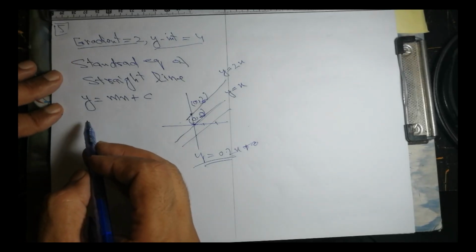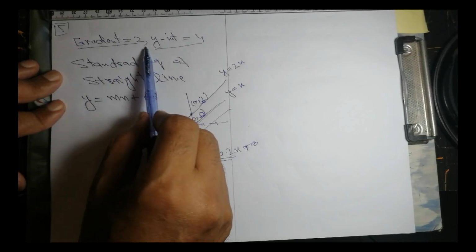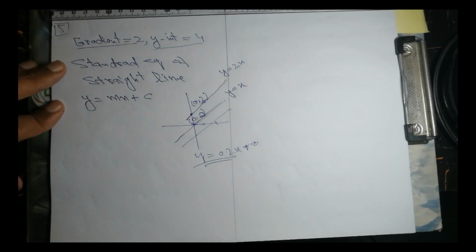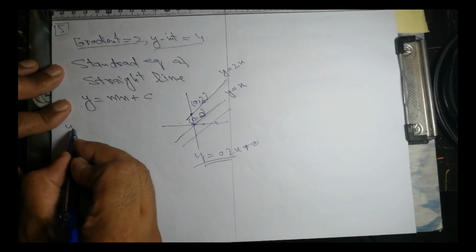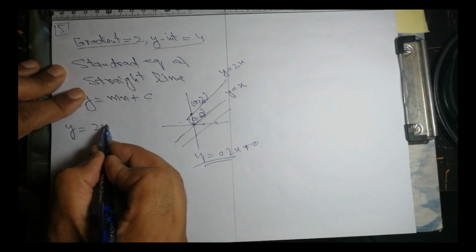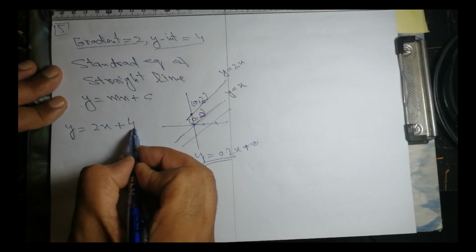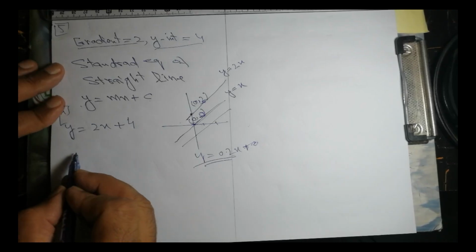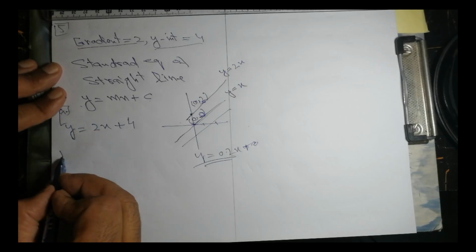So now the gradient of a line is given, the y-intercept is given, and he asked to write the equation for this. We know the standard equation is this one, and put the value of the gradient, which is m, that is 2, into x, and the value for the y-intercept is 4. So this is the answer for part A. This was part A.